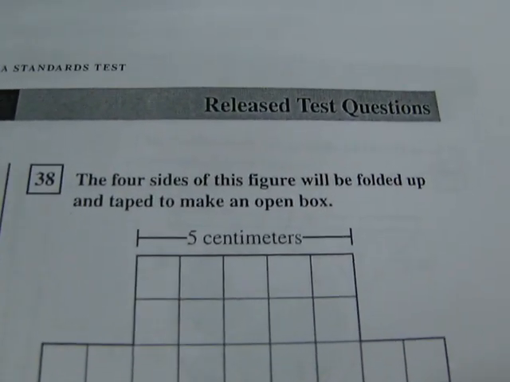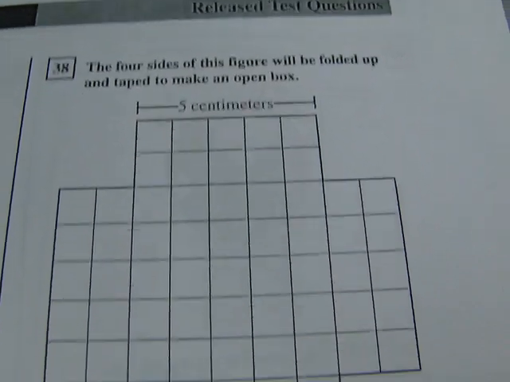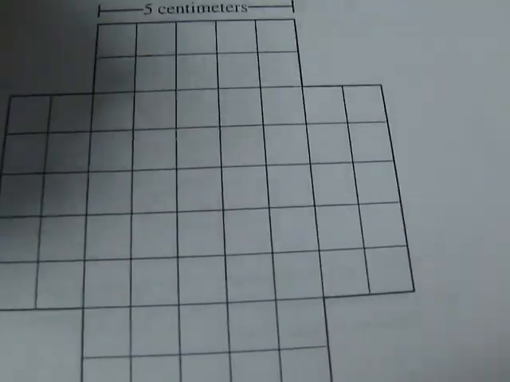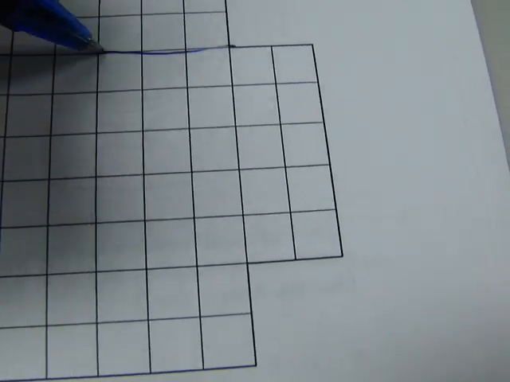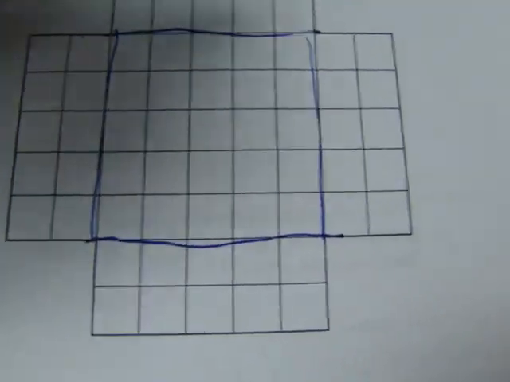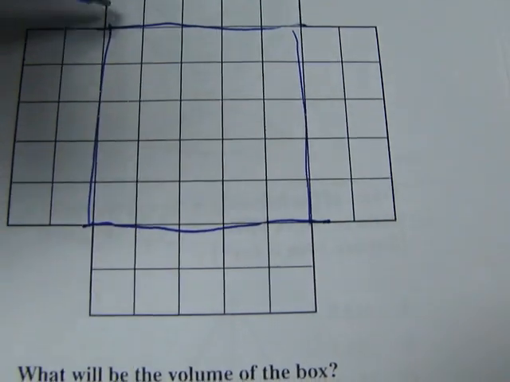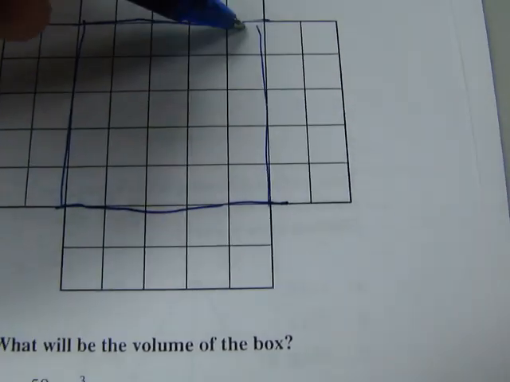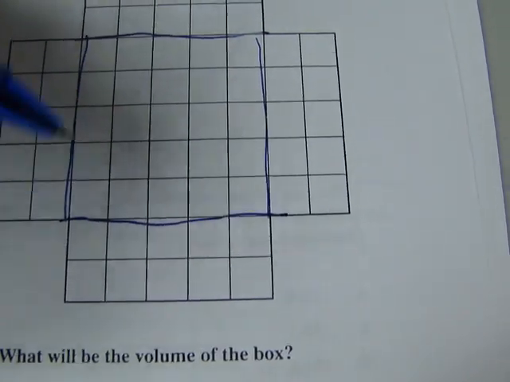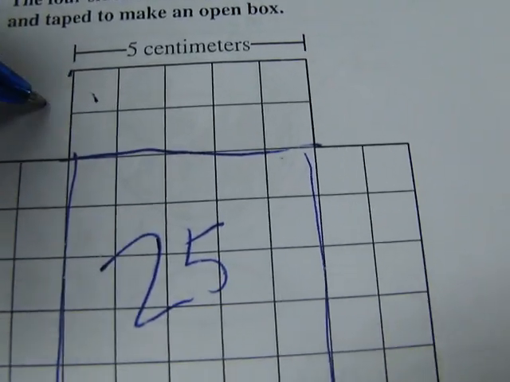Now we'll look at this one here. Number 38 says the four sides of the figure will be folded up and taped to make an open box. So if you were to take this and fold it right here, what you would get is a freestanding box. The base would be the size of this square here, and the height would be the height that you get by folding this upwards. So the base is going to be 5 times 5, or 25, and the height will be this distance here, which is 2.